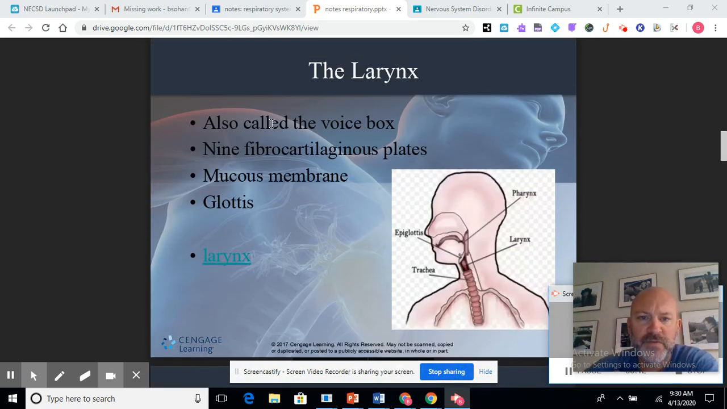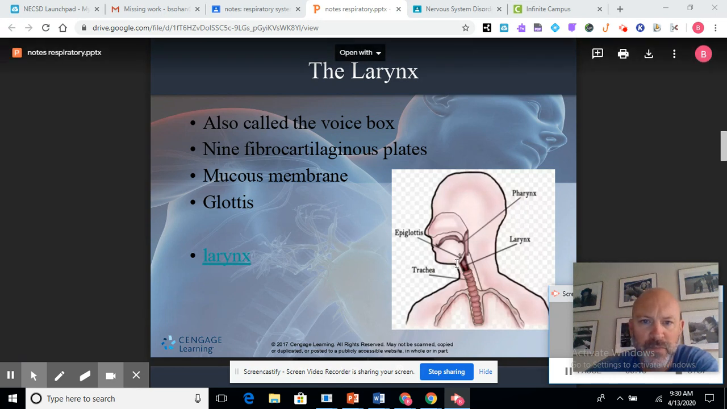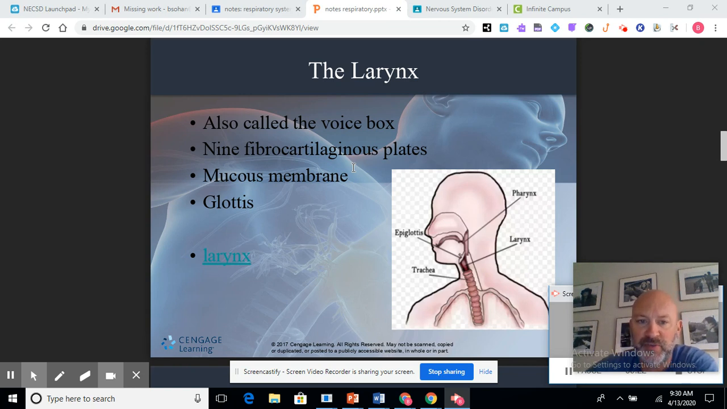And then, of course, the voice box is called the larynx, right? It contains 9 fibrocartilaginous plates. There's a mucous membrane. The opening to the trachea, at the very, very top, there's an opening. That's where the air goes through. That's called the glottis, which explains why this flap is called the epiglottis. That means above the glottis. So that keeps food from going down there.